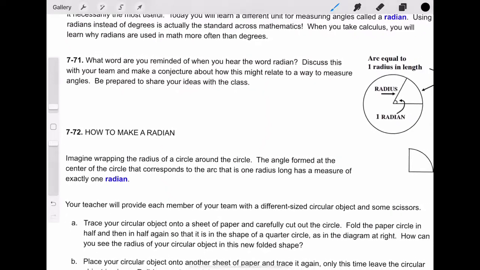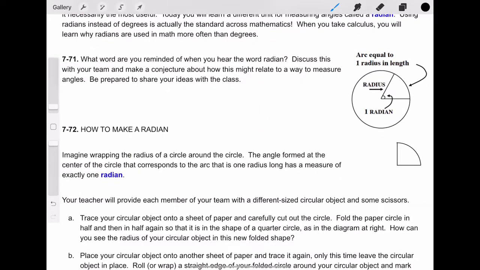So on number 71, it's asking you to think about what the word radian reminds you of. So go ahead and think about it for a second. Write down your ideas. There's no right or wrong answer. Pause the video, and then we'll continue with the activity on number 72.